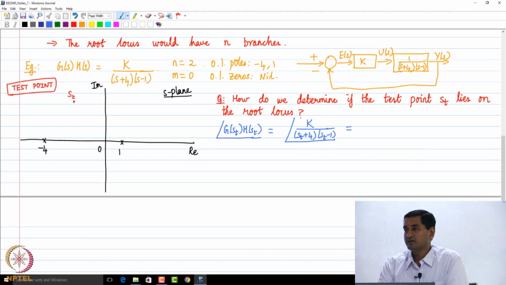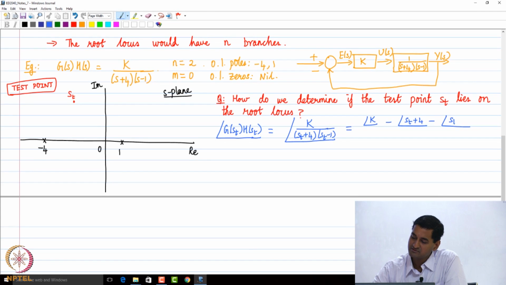Now from our knowledge of complex variables, if I have products and ratios of complex variables, what can I tell about the phase of the products and ratios? Let's say if I have a product of 2 complex variables, what can I tell about their phase? They get added. If I have a ratio, they get subtracted. So we are going to get the algebraic sum of the phases, correct? So this is going to give me the phase of K minus the phase of (st + 4) minus the phase of (st - 1). Do you agree?